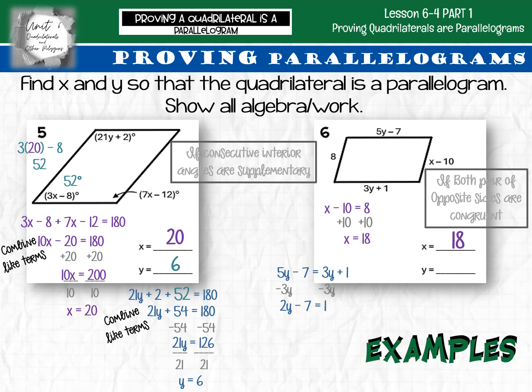We end up with 2y minus 7 equals 1. Add 7 to both sides. 2y equals 8. Divide by 2. Y is 4. So if x is 18 and y is 4, that quadrilateral must be a parallelogram.